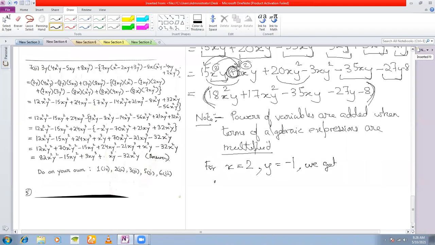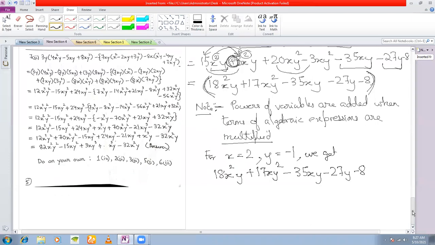We write the expression. What was the expression that we got? 18x square y plus 17xy square minus 35xy minus 27y minus 8. This is the simplified expression that we got.